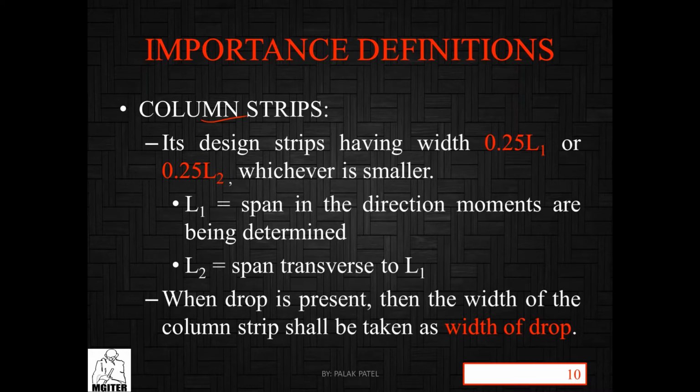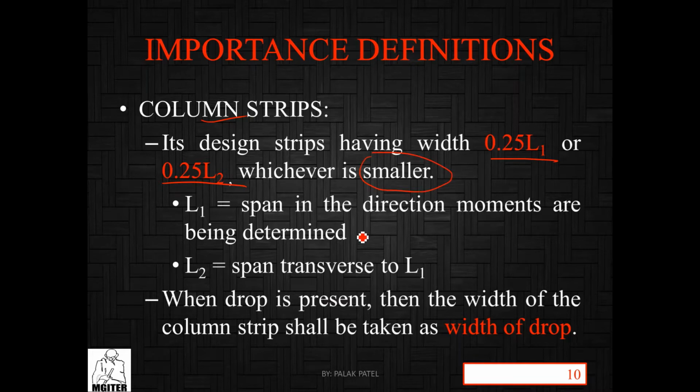Simple phenomenon. But the column strip requires more reinforcement compared to the middle strip, because the column strip particularly transfers load from slab to column. At that time, the column strip requires more reinforcement. So in the design strip, column strip width is 0.25 L1 or 0.25 L2, whichever is smaller.